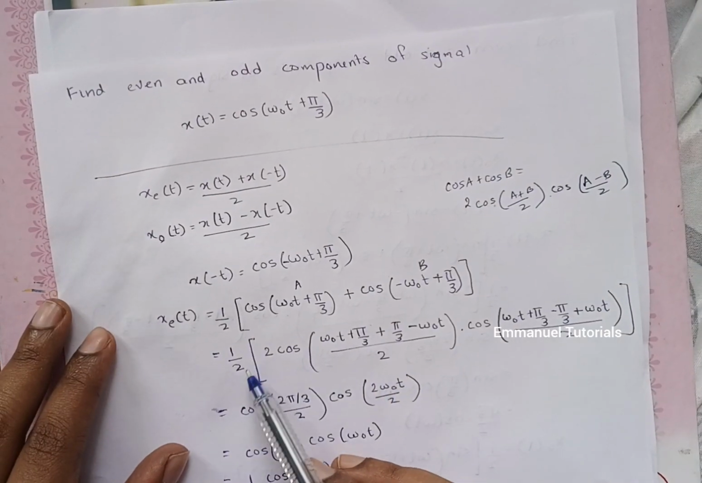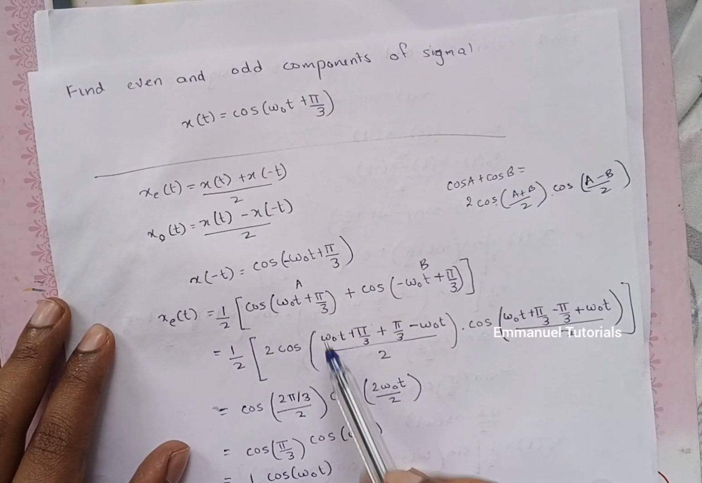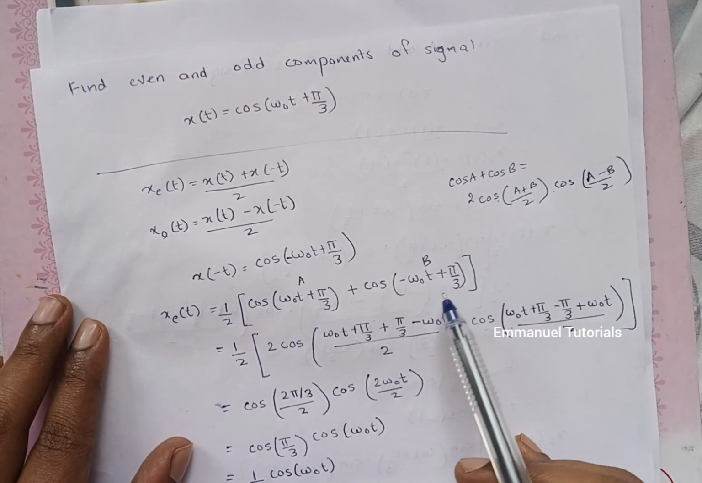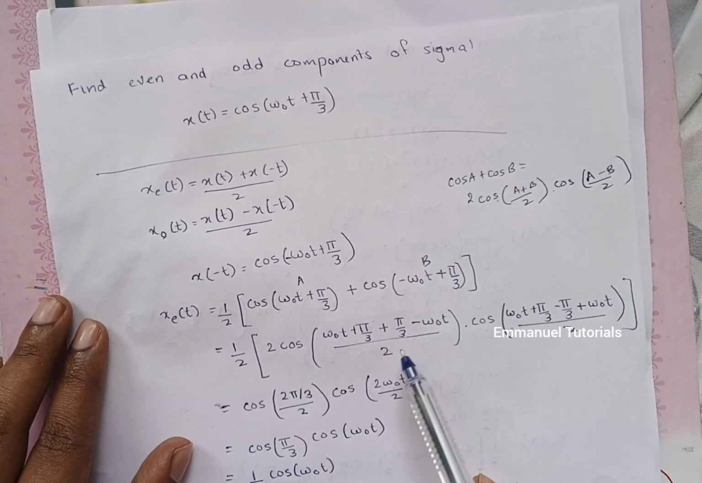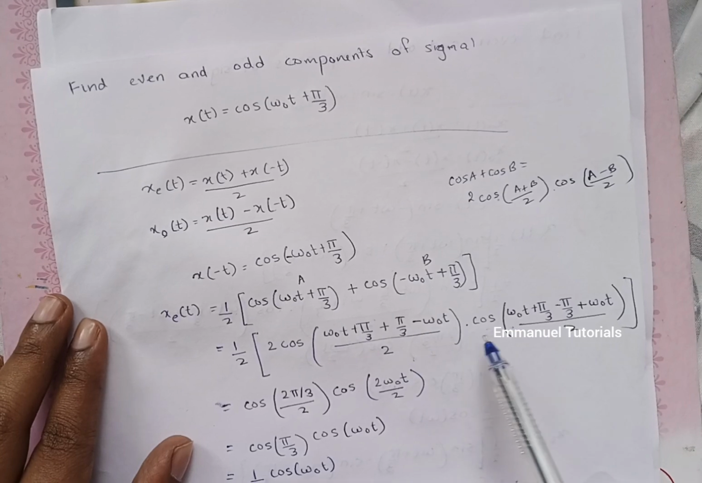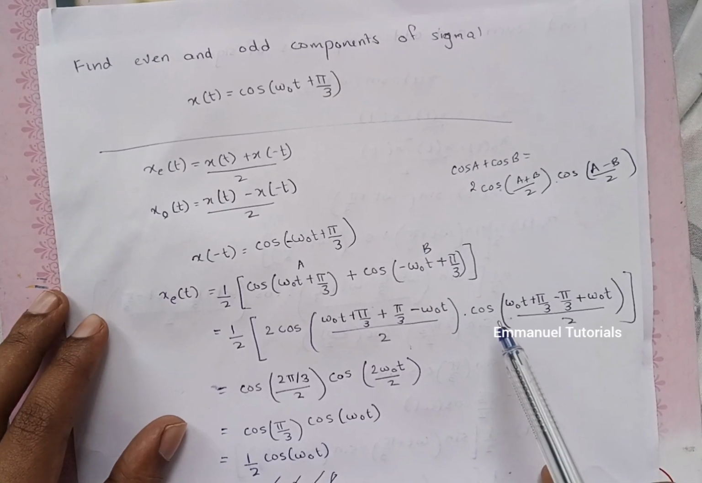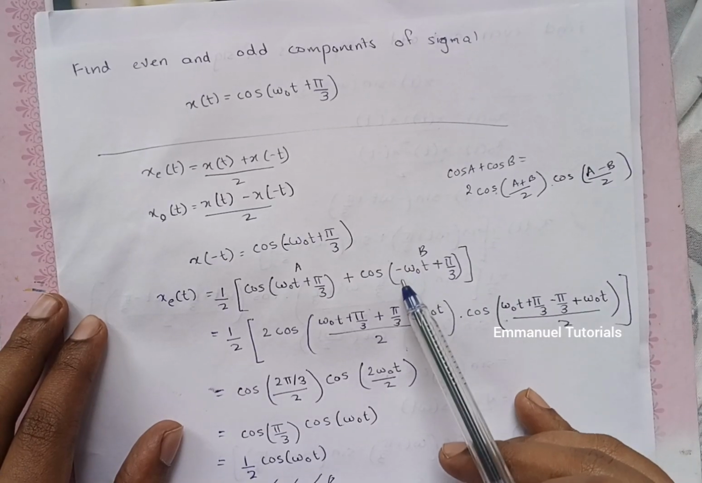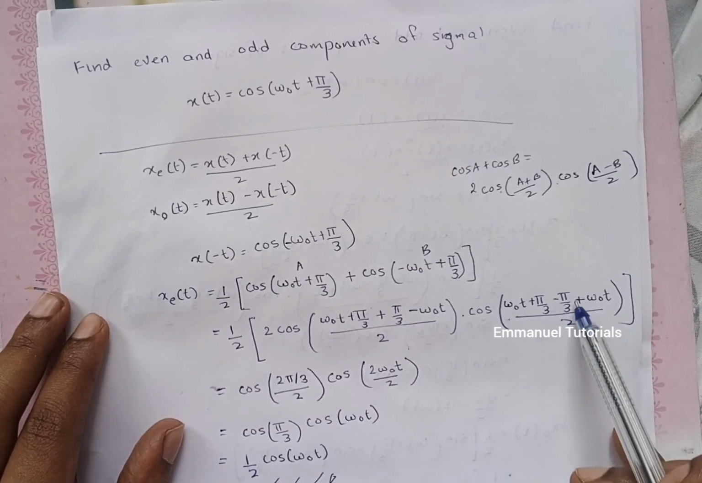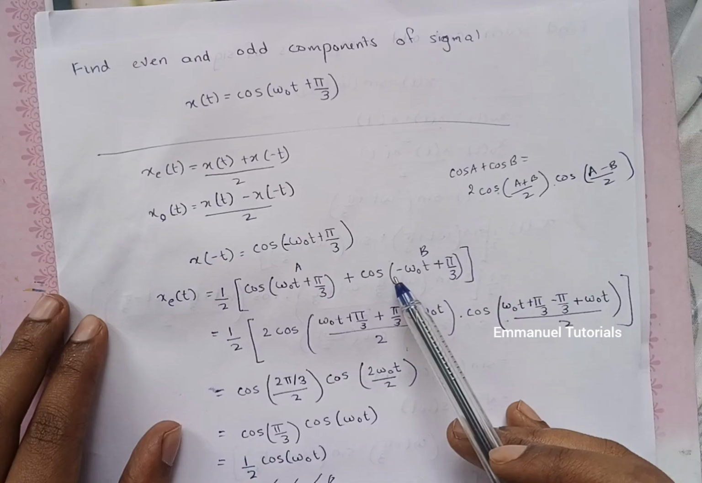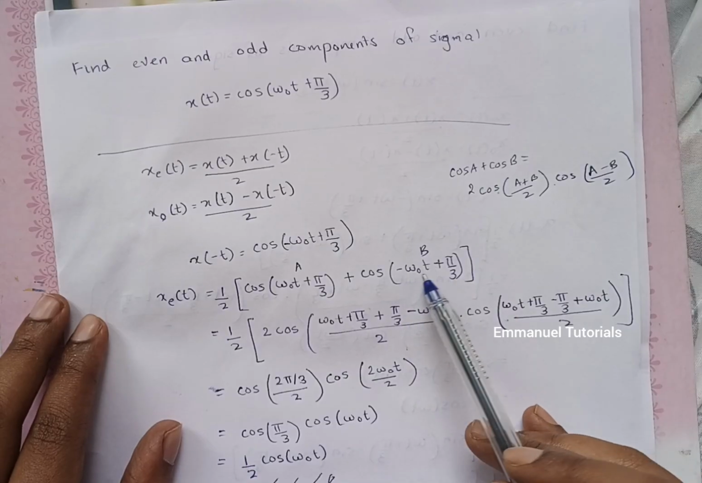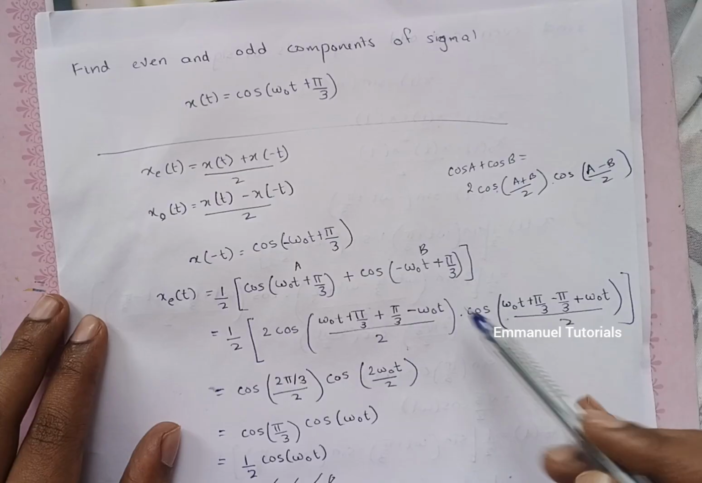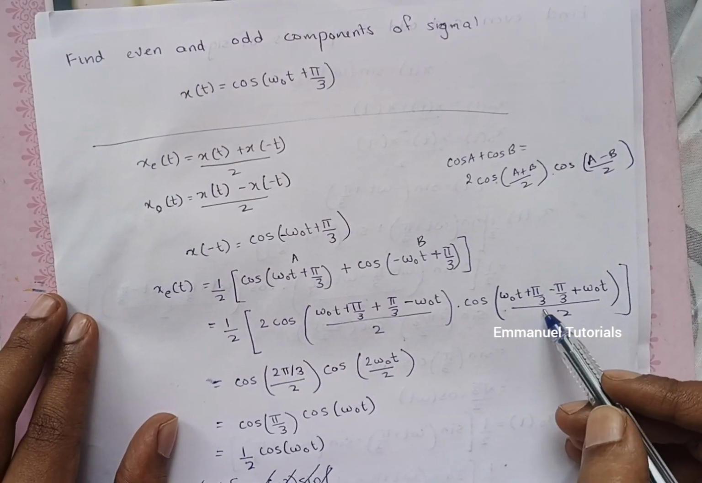So it will be half multiplied by 2 cos of omega naught t plus pi by 3 plus pi by 3 minus omega naught t by 2, multiplied by cos of omega naught t plus pi by 3 minus pi by 3 plus omega naught t. So here I have directly substituted minus and plus. It is just that we are multiplying these points by minus 1, okay, and divided by 2.